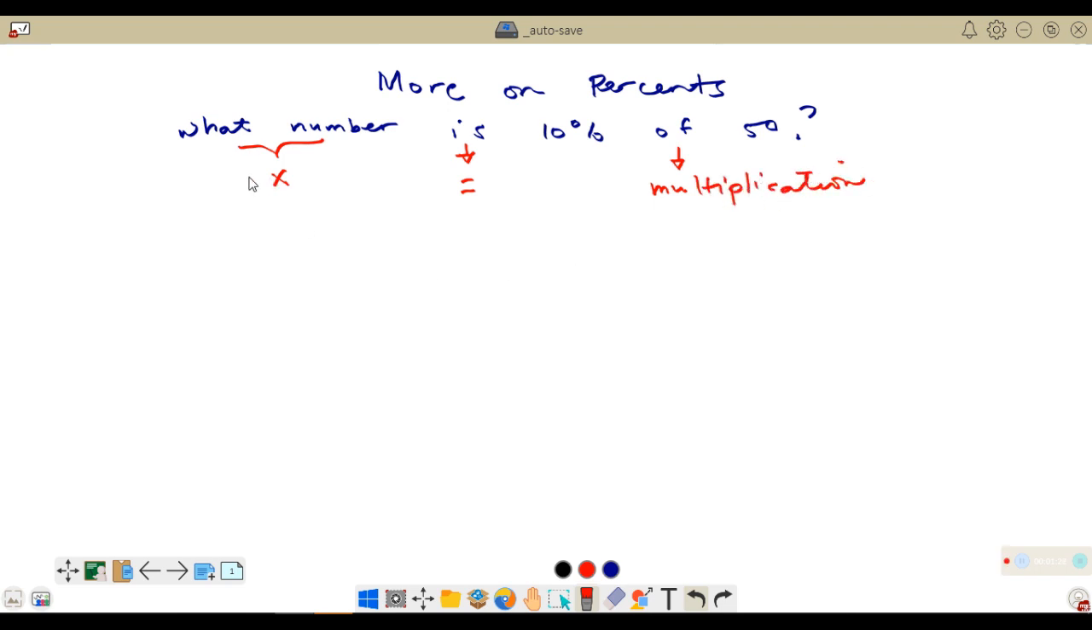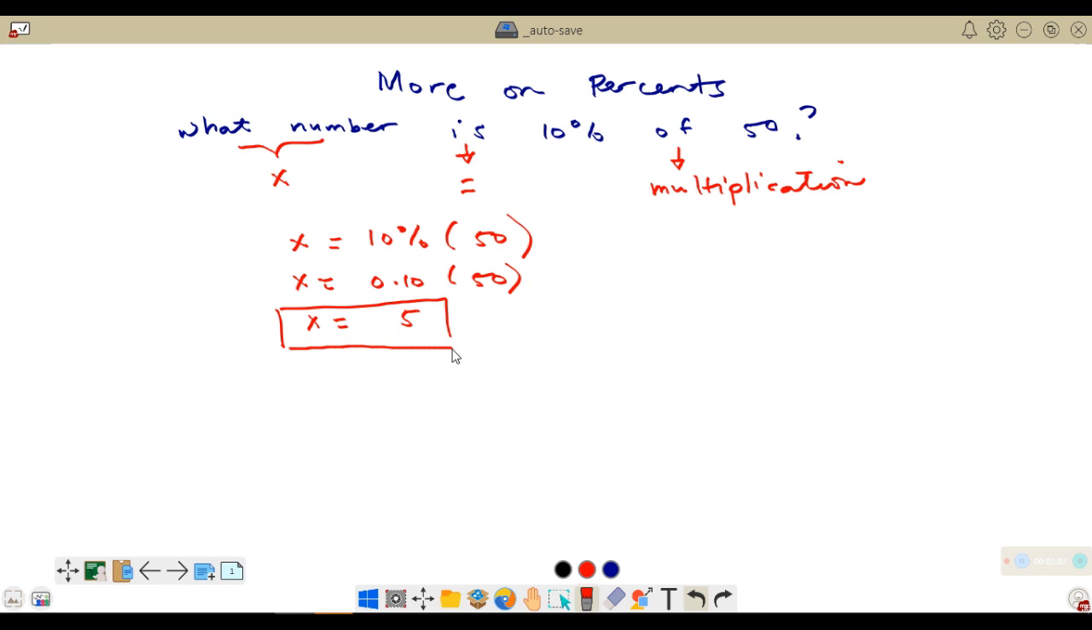So here, if we want to find the number x that is 10% of 50, all we have to do is to translate it into a mathematical equation. x is equal to 10% of 50, 10% times 50. We have to transform this into decimals or fractions so that we can perform multiplication. So this is 0.10 times 50. We have x is equal to 5. Okay? Now let's go to our first subtopic.